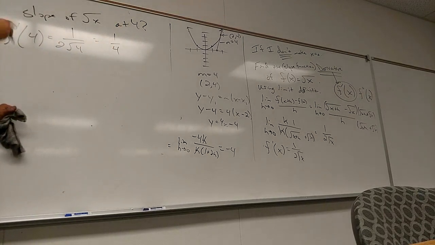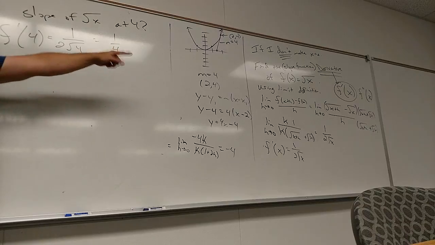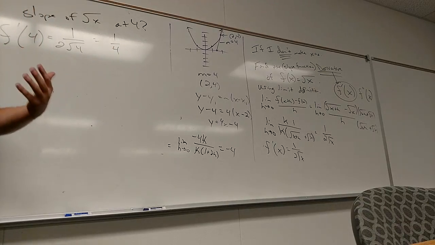If I want to know the slope of square root of x at 16 or whatever, I can just do it really quickly. I do that once, I get a function of x, and then I can attack it. I like it.